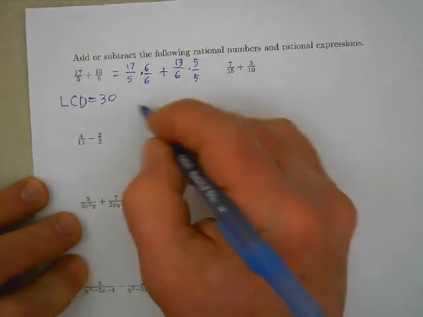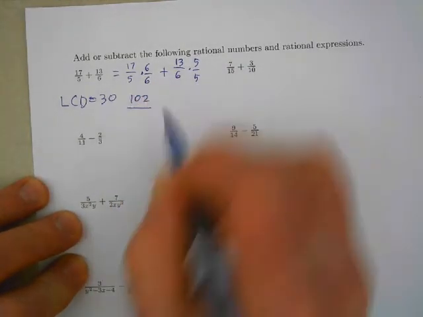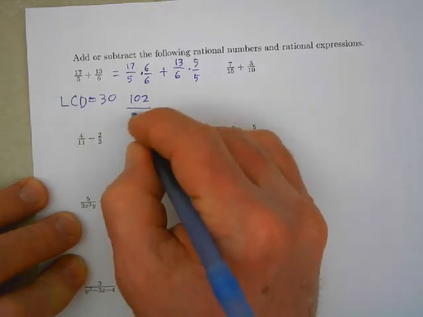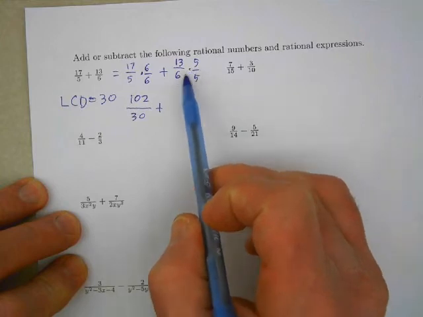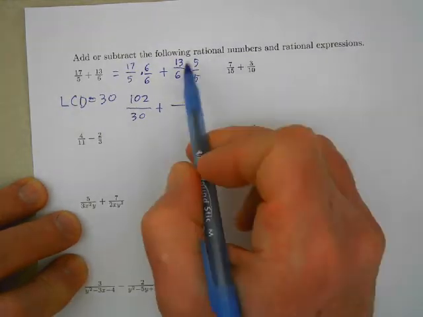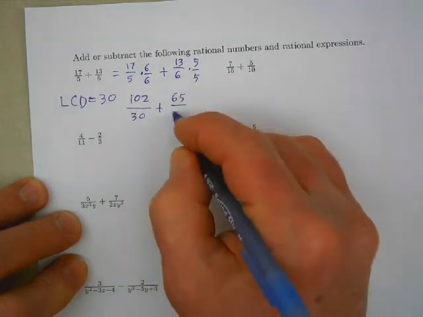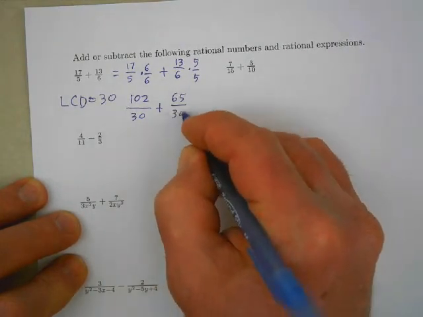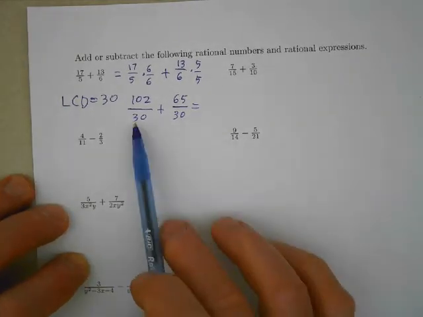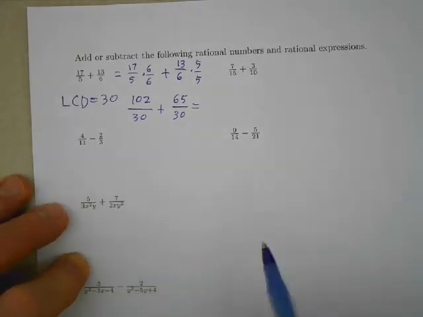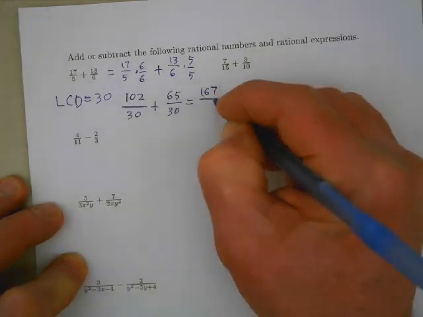In the numerator, 17 times 6 is 102, and the denominator, 5 times 6 is 30. We're adding that to this product. In the numerator, 13 times 5 is 65, and the denominator, 6 times 5 is 30. And when we add those two fractions, which we can now because the denominators are the same, we get 167 divided by 30.